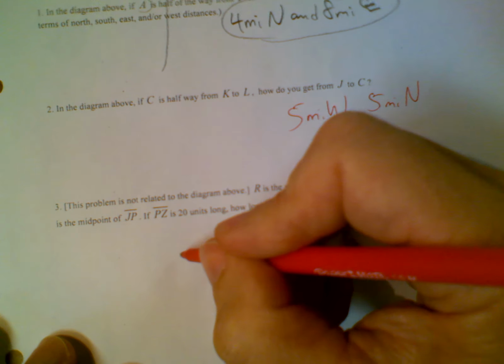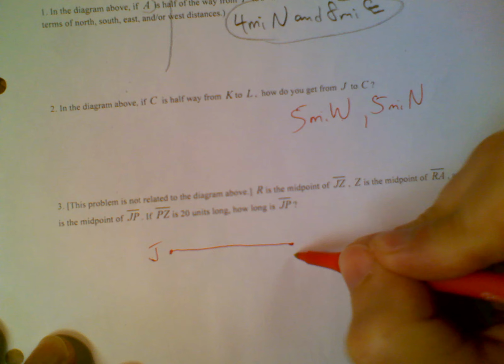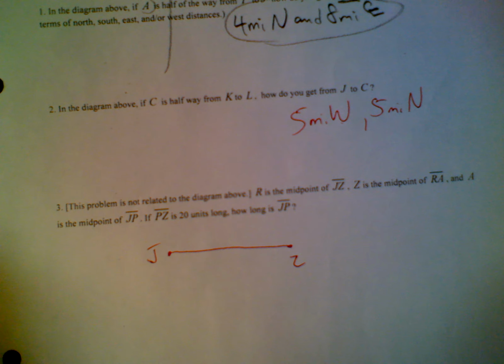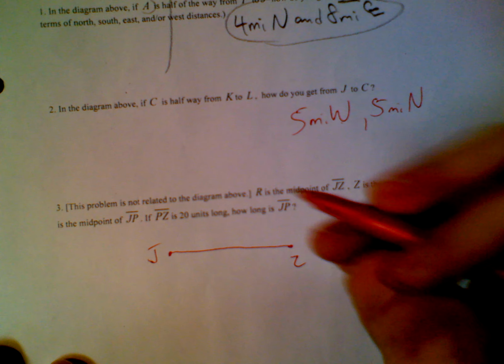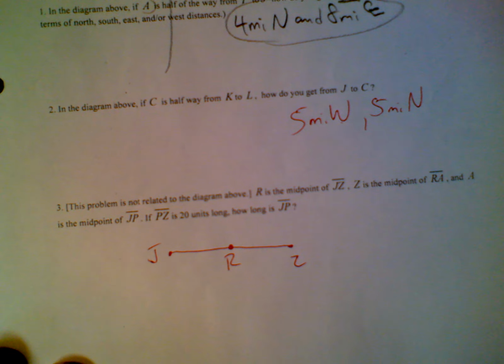R is the midpoint of JZ. So I'll draw a J and a Z. Gosh, I'm reminded there was one other thing in the homework assignment from 2-1 I've got to go back and cover that I forgot about in the lesson. J, Z, and R is the midpoint. So make R look like it's the midpoint.